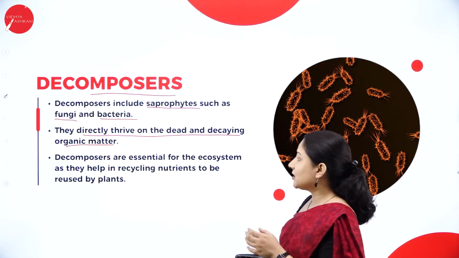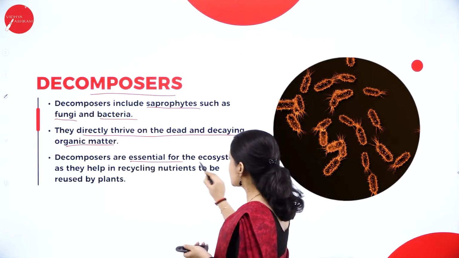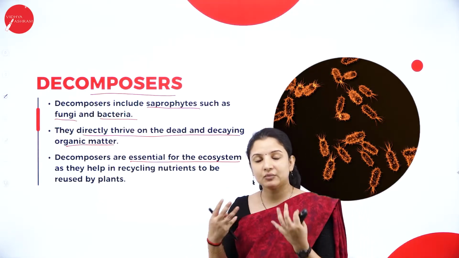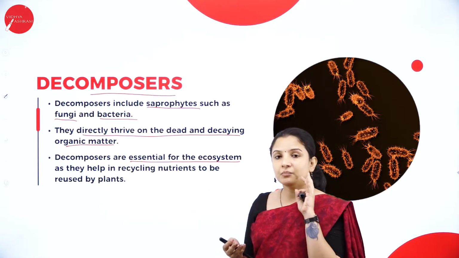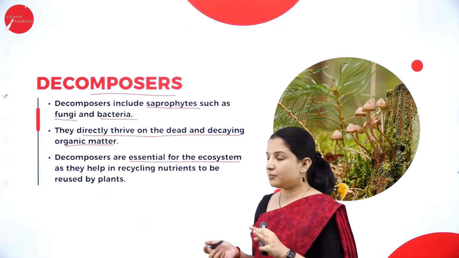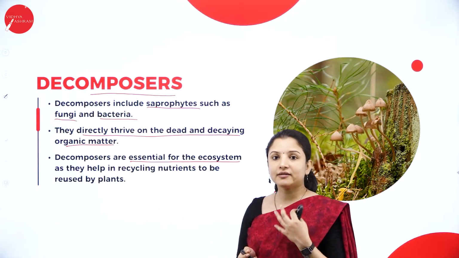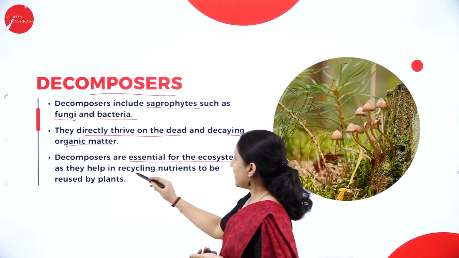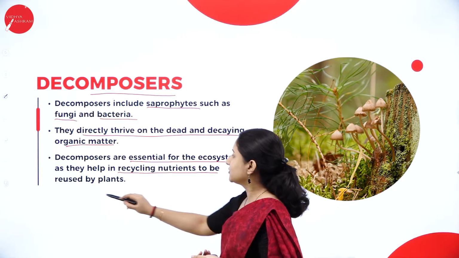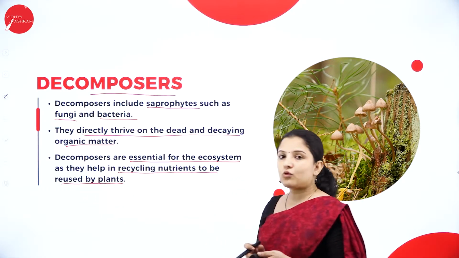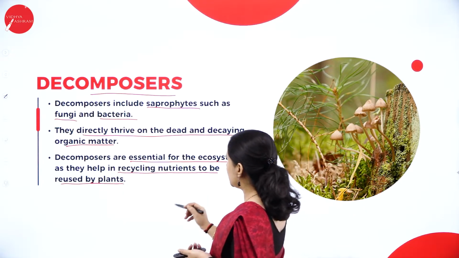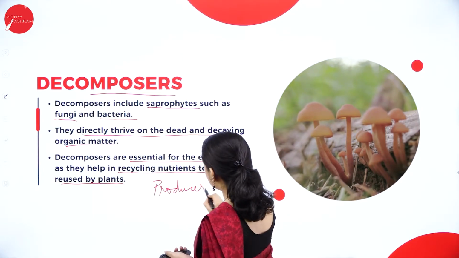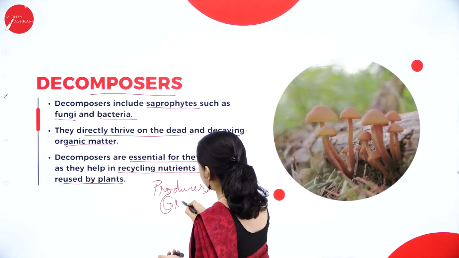So that is why decomposers are quite essential for the ecosystem, as they not just keep the environment clean, but by their mechanism of decomposing or rotting that particular substance or living organism that is dead, they help in recycling nutrients to be reused by the plants. So what they do is, say for example, here we have the producers. So what are the producers? The producers are the green plants.